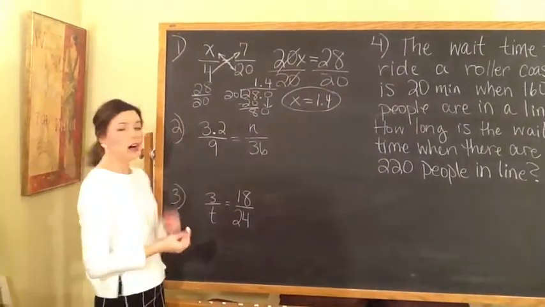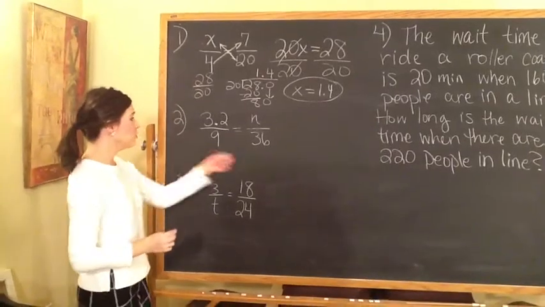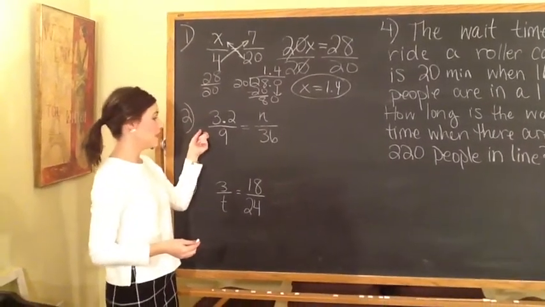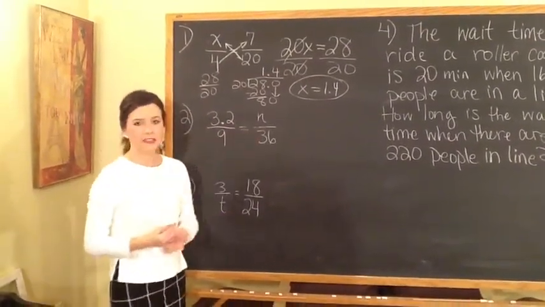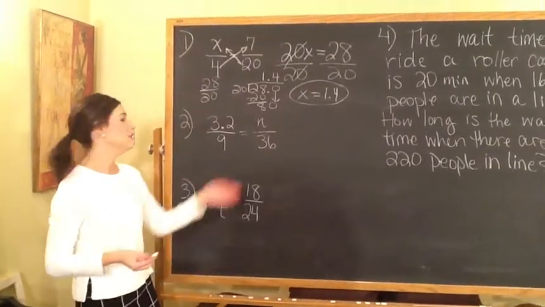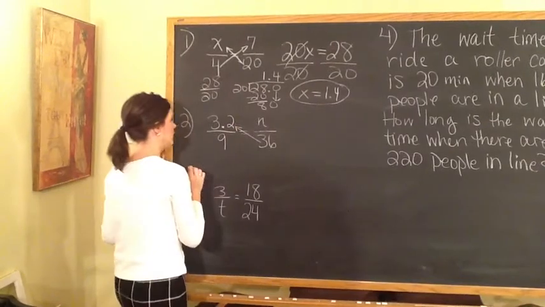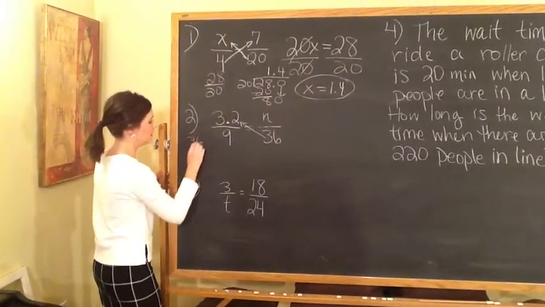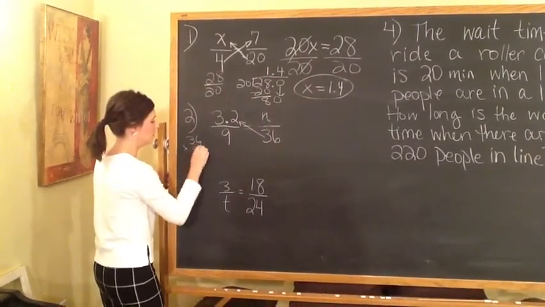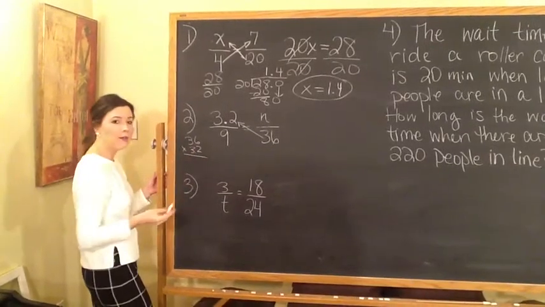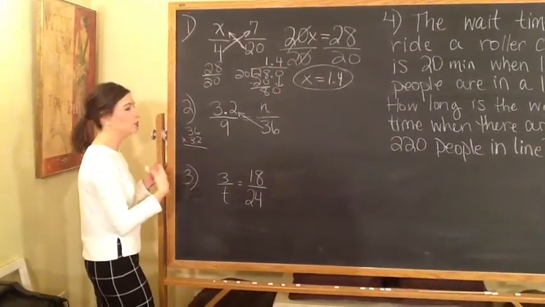Alright, let's go ahead and solve number 2. We have two proportions here. 3.2 over 9 equals n over 36. So we're going to use the cross products to figure out what n is equal to. So I'm going to do 36 times 3.2. Remember, you don't have to line up your decimals when it comes to multiplying.